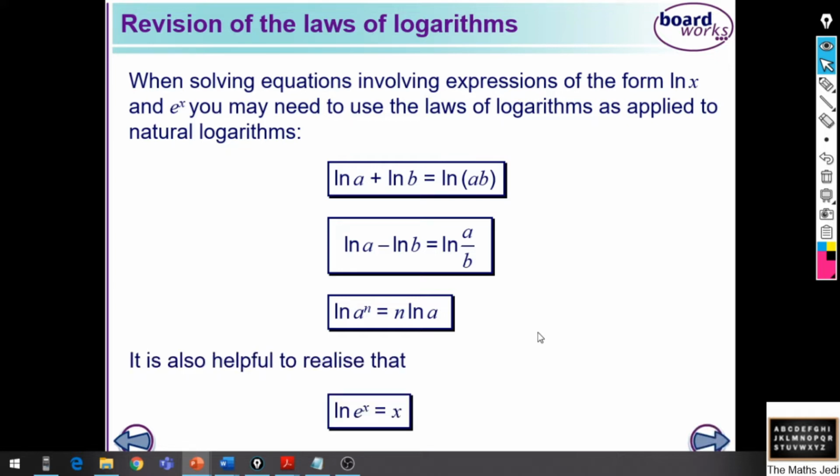And then finally, just making sure that you've understood that if we're doing a natural logarithm of e to the x, in other words base e, then we're saying that that must be equal to x. So log of e to the x must be x, because log of e is 1.